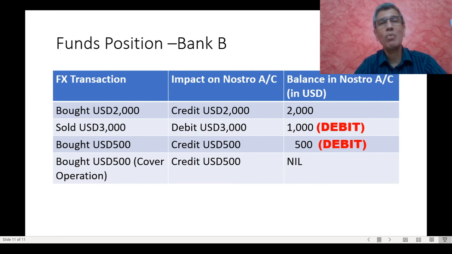So the bank will buy 500 US dollars to square its position. This buying transaction will result in a credit of 500 US dollars, and its balance will become nil, and it will not have to pay any interest. There will not be any overdraft in the Nostro account, and the balance will be maintained to the bare minimum.